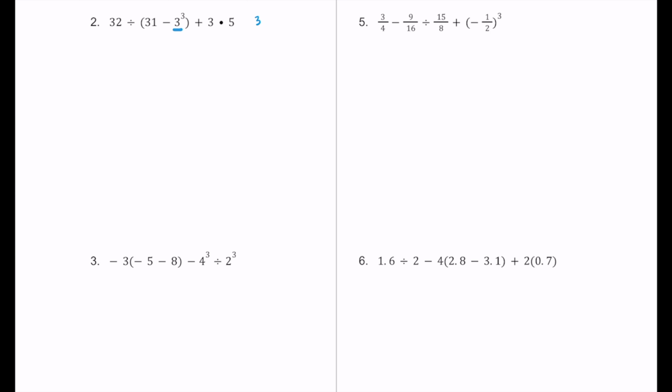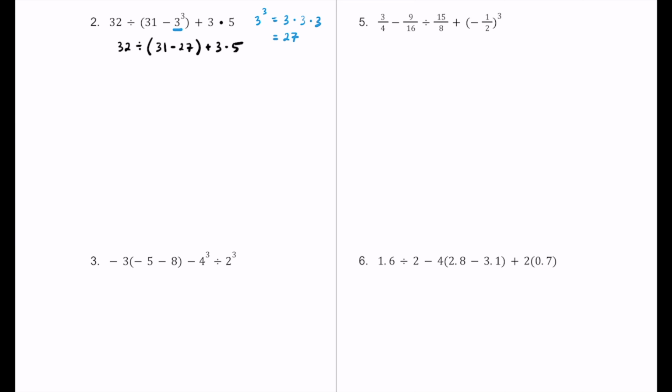Now on the side here, I'm going to say 3 to the third power, remember, is 3 times 3 times 3 if we expand it. 3 times 3 is going to equal 9, and then 9 times 3 equals 27. So 3 cubed is equal to 27. So we can go ahead and copy down this 32 divided by the quantity of, and this is going to be 31 take away 27. Keep that in the parentheses for now. And we're going to add the product of 3 and 5 together.